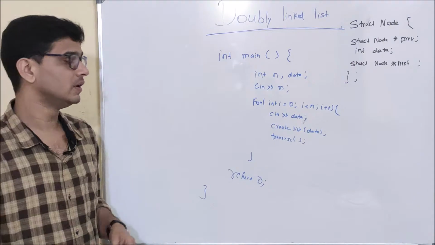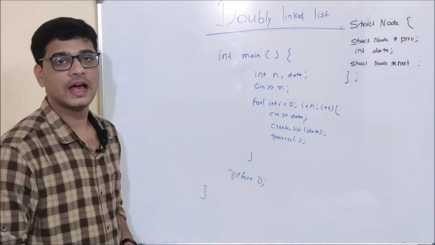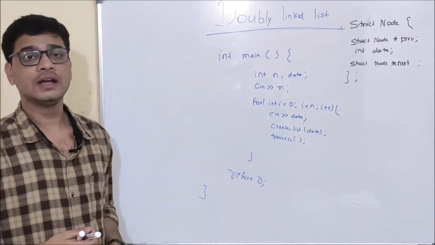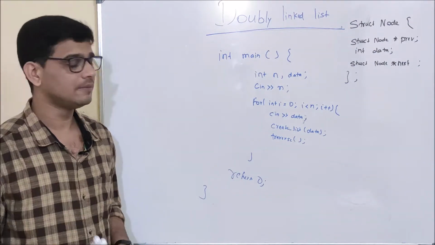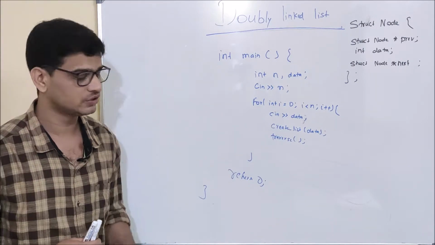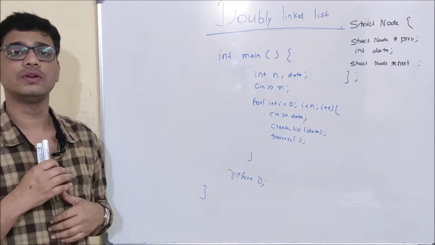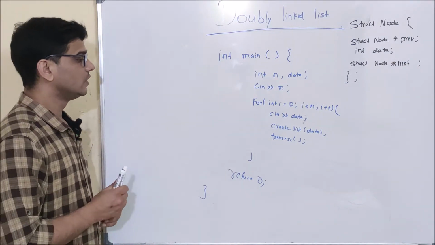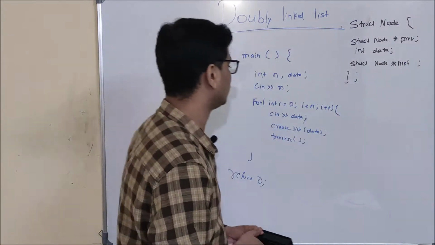So in today's video, we are going to write this function, and in the next video we will write this traverse function. This for loop will run 5 times, and in every iteration we will insert a node in this particular list, and then we will print the data of this list. So friends, now we will write this create function.